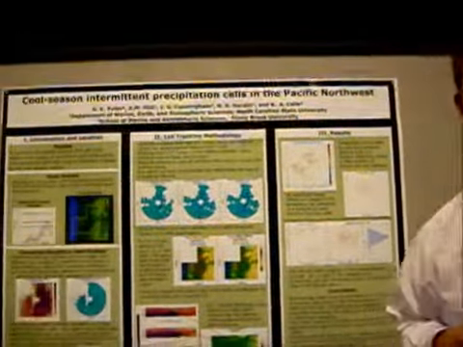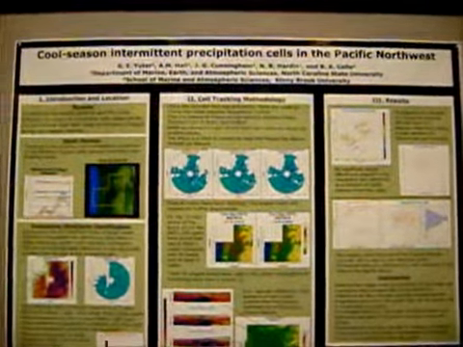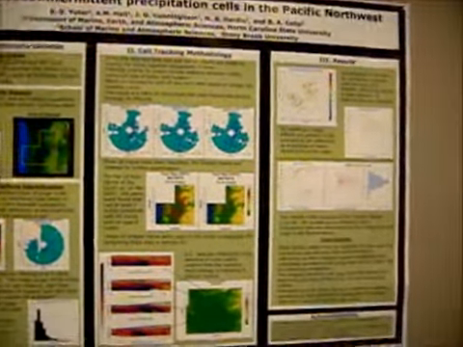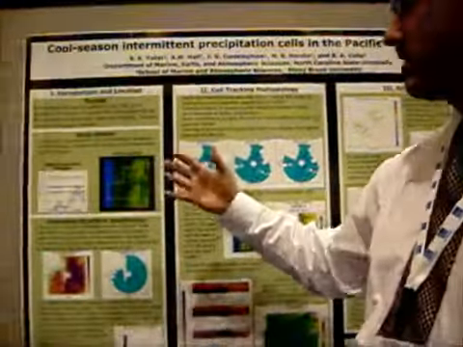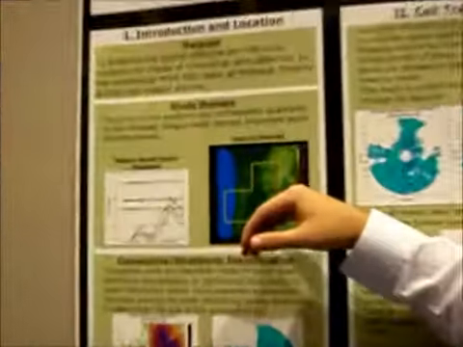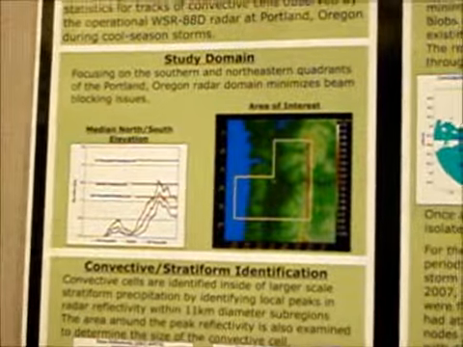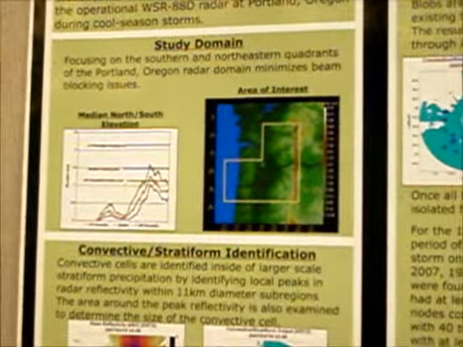I'm Andrew Hall from North Carolina State University. My poster's on determining spatial patterns and life cycle statistics for tracks of convective cells observed by radar in the Northwest, specifically Portland, Oregon. So our domain for the study was the Portland radar domain and the Northeast quadrant. We eliminated the Northwest quadrant because of radar blockage issues.